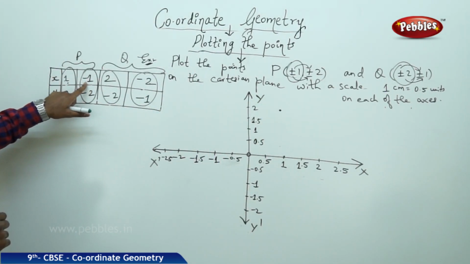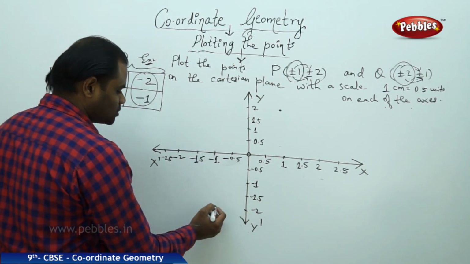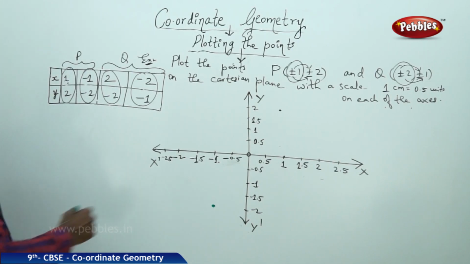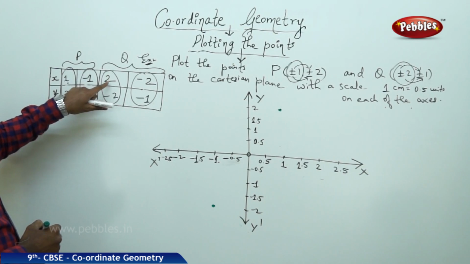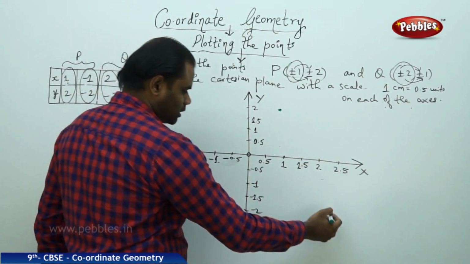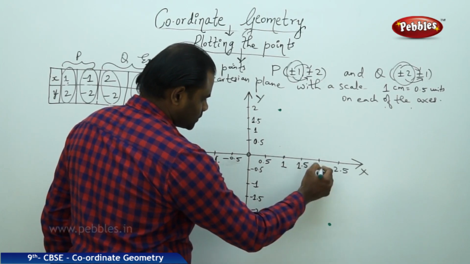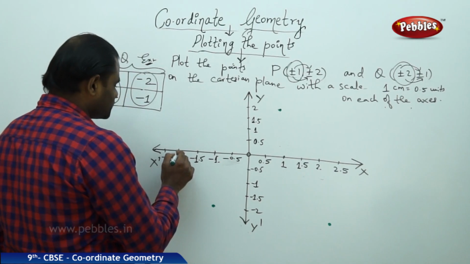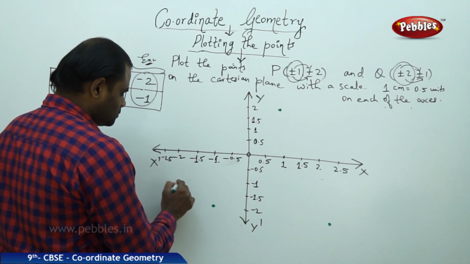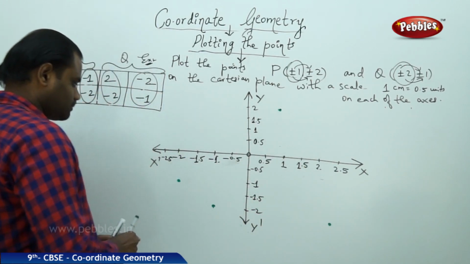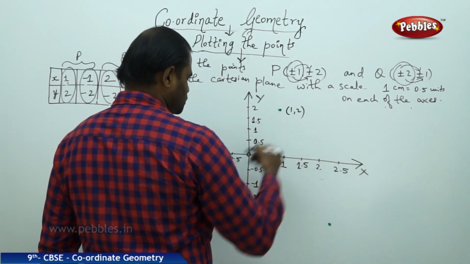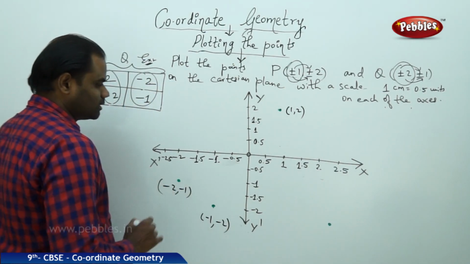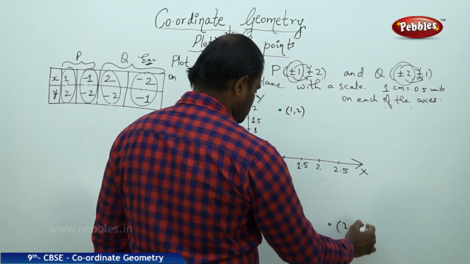Then coming to the second point, I have x, which is minus 1, and y, which is minus 2, which comes out here. Similarly, my third point is 2, minus 2, which comes out here: 2 units right and minus 2 down. And my fourth point, which is minus 2, minus 1, moves 2 left and 1 down. That is how I locate the 4 points: this being 1, 2, this being minus 1, minus 2, this point being minus 2, minus 1, and this point being 2, minus 2.